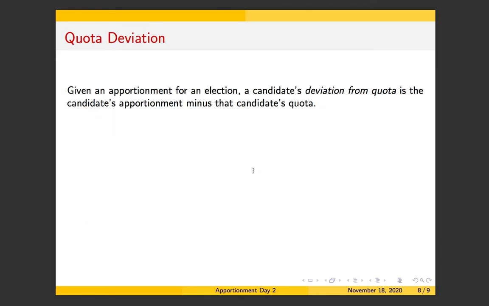Okay, so now let me define some last bit of vocabulary that we need that we can connect to the calculus. Given an apportionment for a given election, a candidate's deviation from quota is that candidate's apportionment value minus the candidate's quota. So it's what you actually get, your apportionment, minus what the raw math says you should get. The quota is what the raw math says you should get. You know, I'm entitled to 9.3478 delegates or whatever, right? So it's the distance or the difference between what you actually get and what the math says you should get, the raw math.